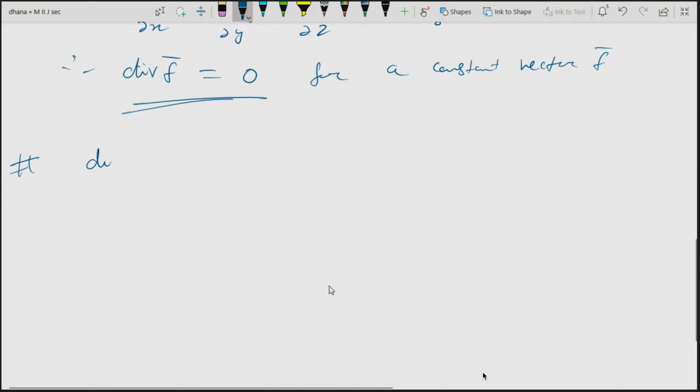Now another one, you may need to calculate divergence of F bar plus or minus G bar. Both are vectors. So this will be nothing but divergence of F bar plus or minus divergence of G bar.